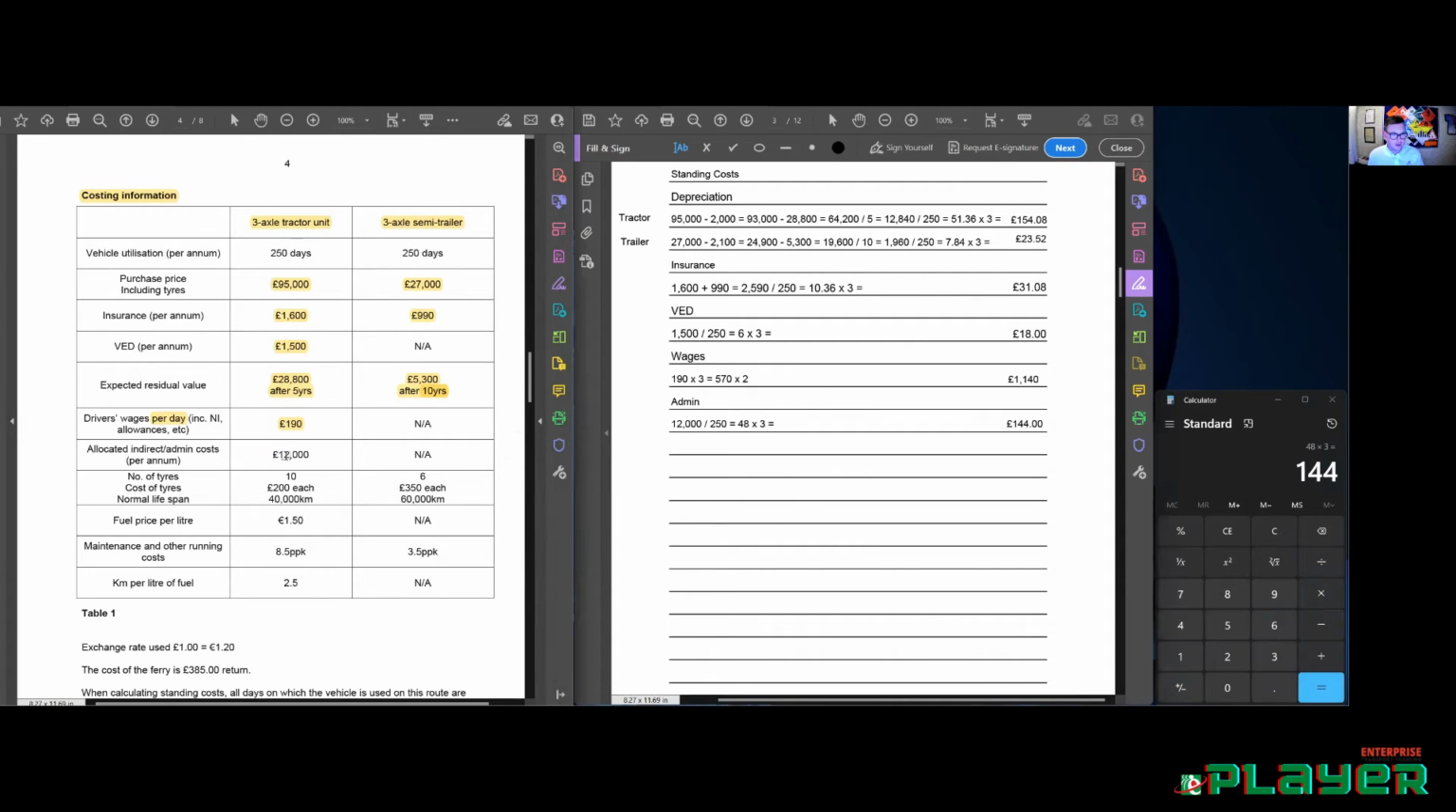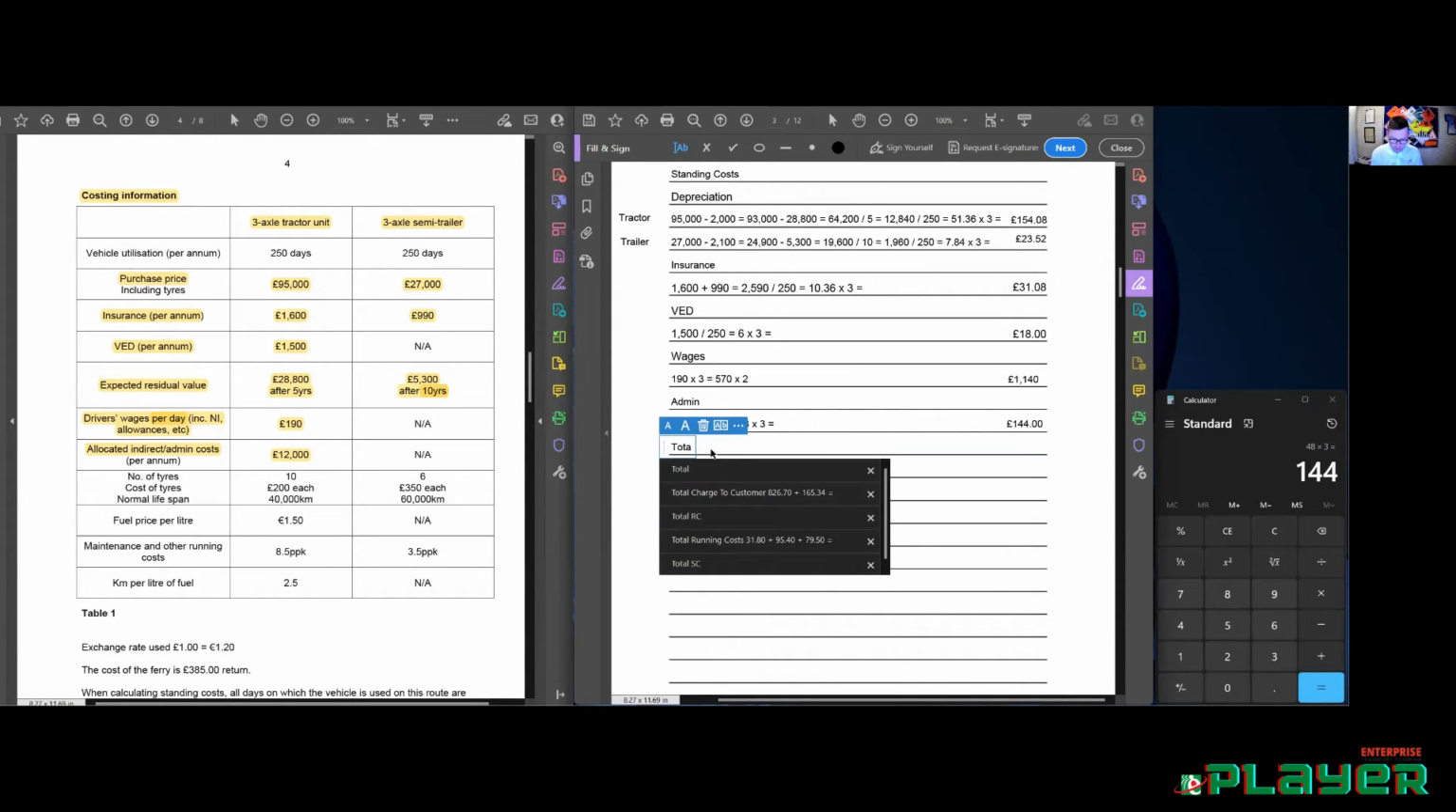Okay, so I can highlight that one as well. And as long as I'm looking down all the highlighted areas, I can say I've done that one, I've done that one, I've done that one, I've done that one. Insurance I've done, the purchase price I've done, vehicle utilisation can stay for a minute. So I've done all of my standing costs. Fantastic. So what I'm going to do is I'm going to total.